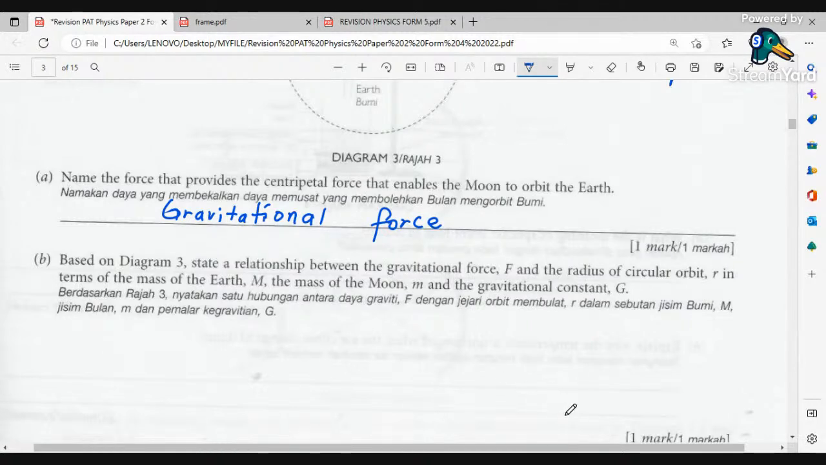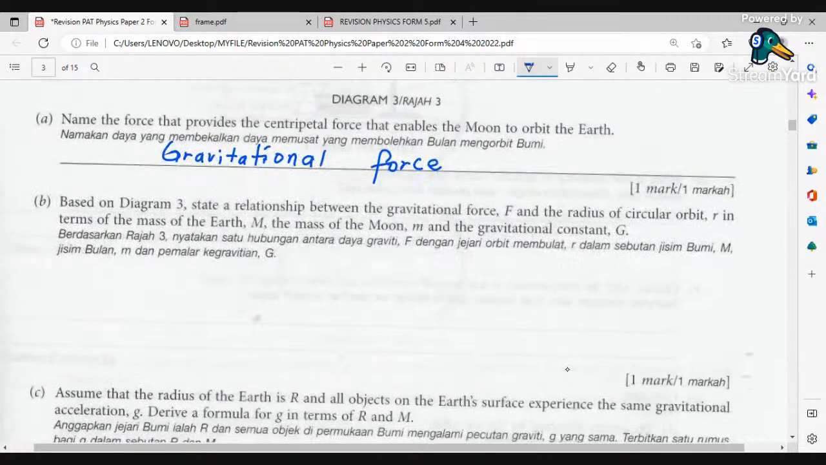B, based on diagram 3, state the relationship between gravitational force and radius of circular orbit in terms of mass M, mass of moon m, and gravitational constant G. So ini hanya state saja. G M m divided by r squared. 1 mark.